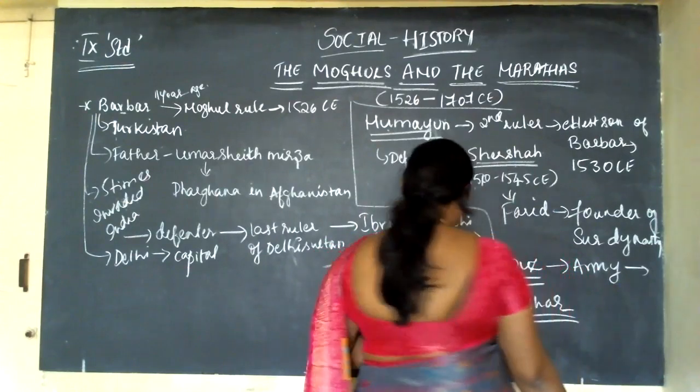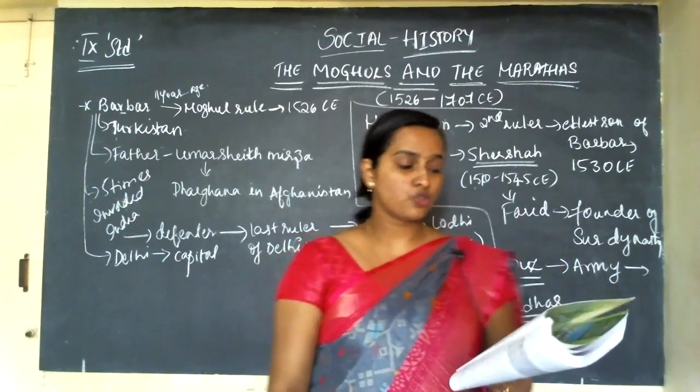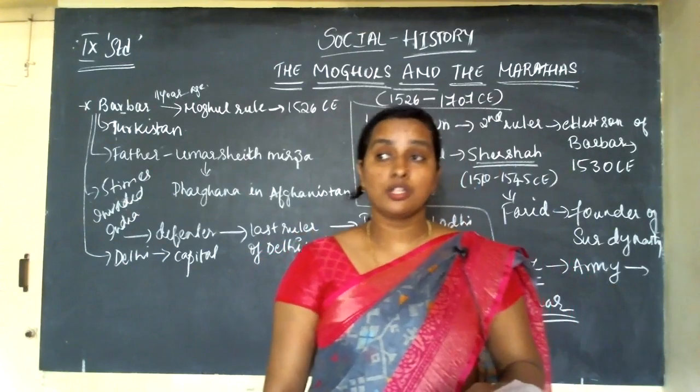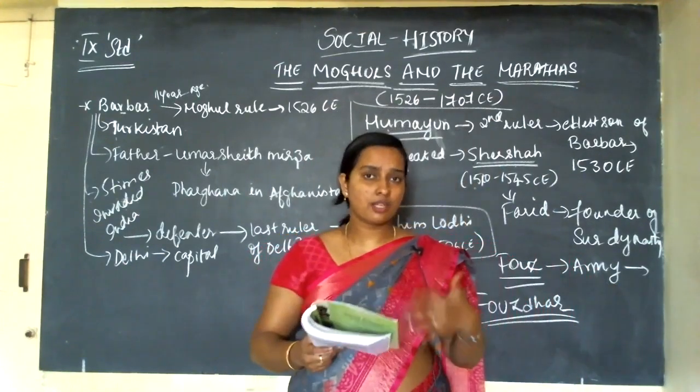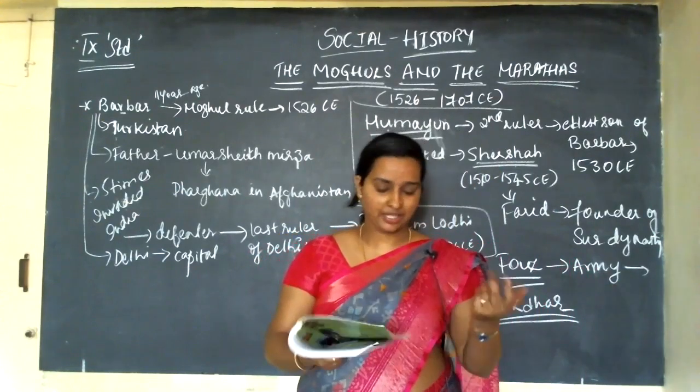Sher Shah took a personal interest in organizing and supervising the army. What did he do? Sher Shah was keen on looking after the army. He had a personal interest, so he looked after the complete army himself.